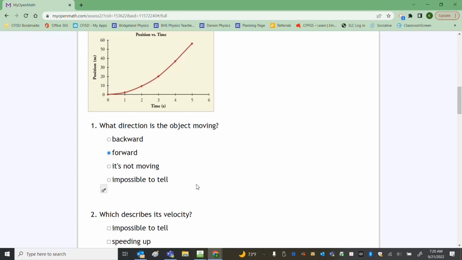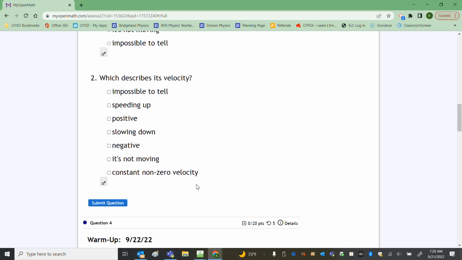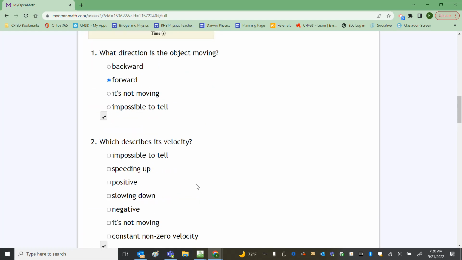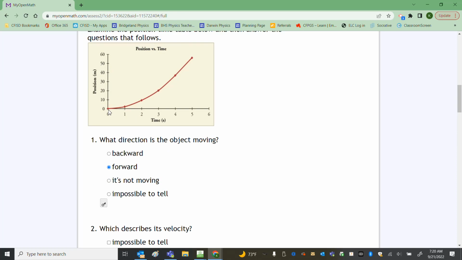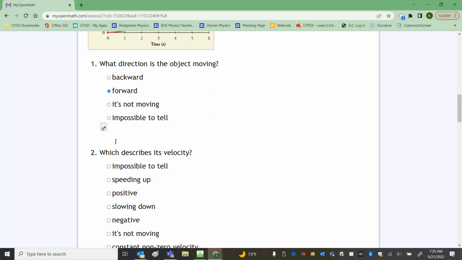The second question says, which describes its velocity? Again, the slope is changing. You can see that because it goes from a rather flat, horizontal or shallow slope, and it gets steeper and steeper and steeper. And what does steepness mean on a position time graph? How fast we're going, right? The slope is the velocity. So if it gets steeper and steeper, that means we're getting faster and faster. So this object is speeding up. Its velocity is also positive. That's the same thing as forward here.